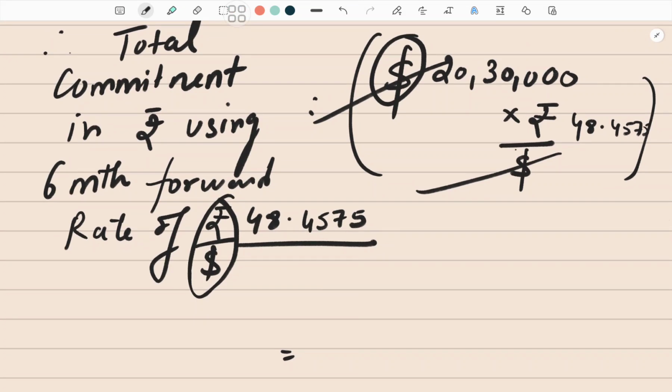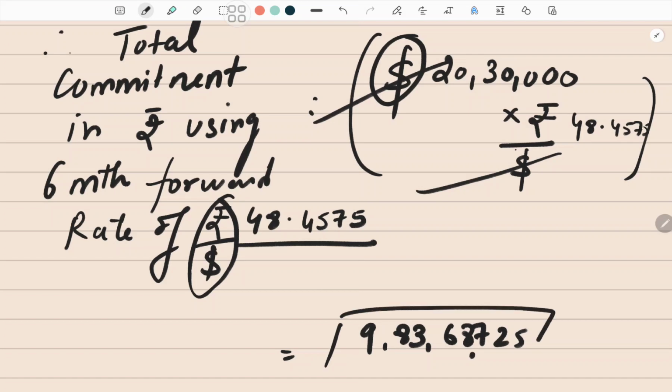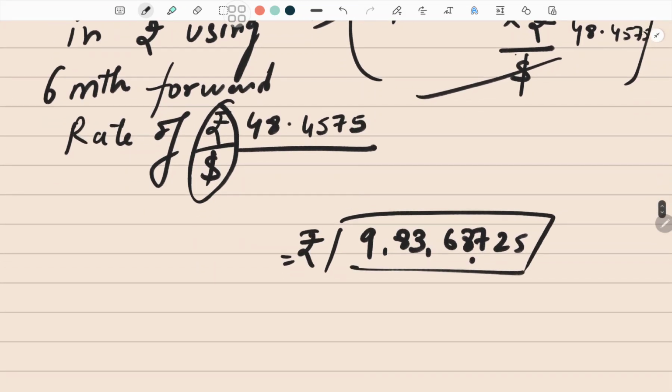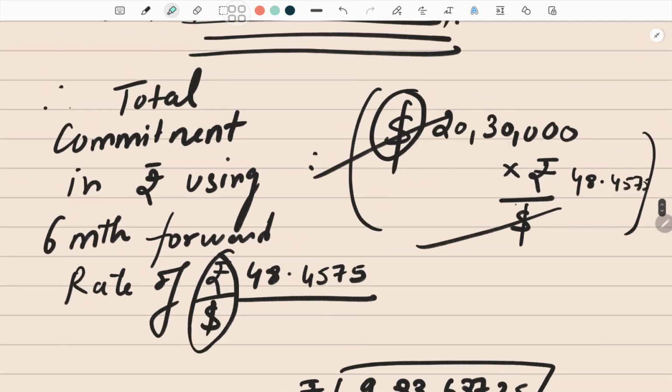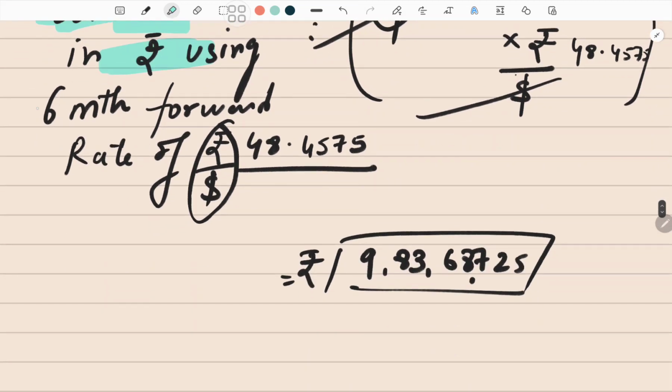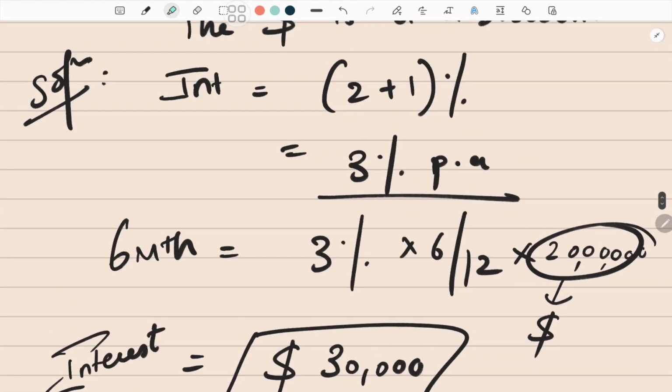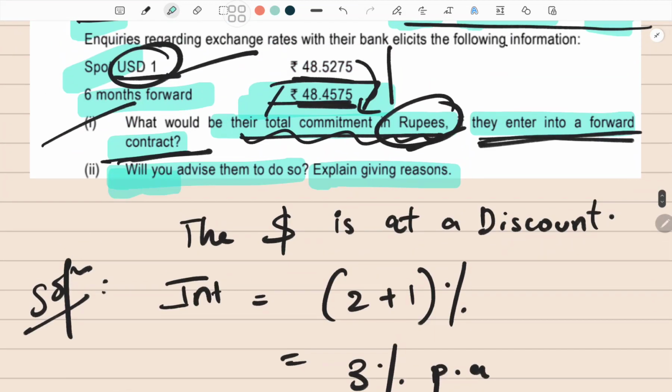2030 into 48.4575 would give me 983.68725, what, rupee. Okay, so this is the final commitment in rupee, using the forward contract. This is the first part. Now in the second part of the question, they've asked, will you advise them to enter into a forward contract, and you also have to give the reasons.